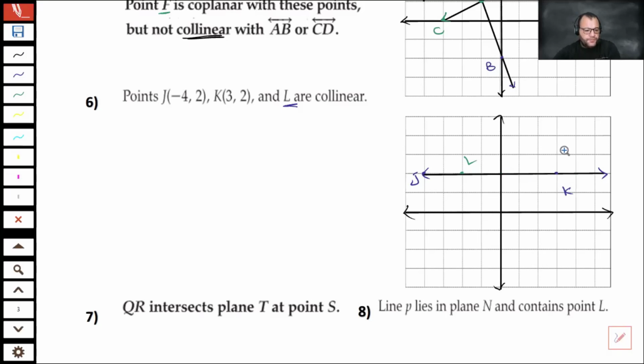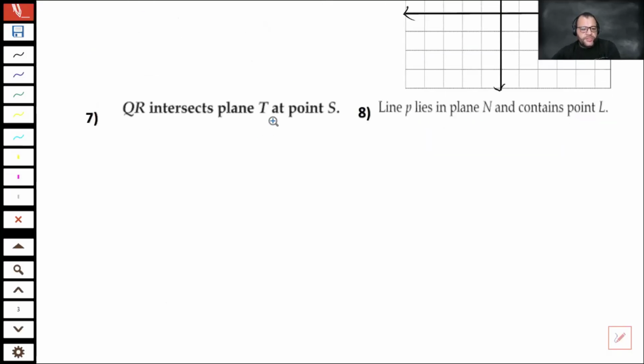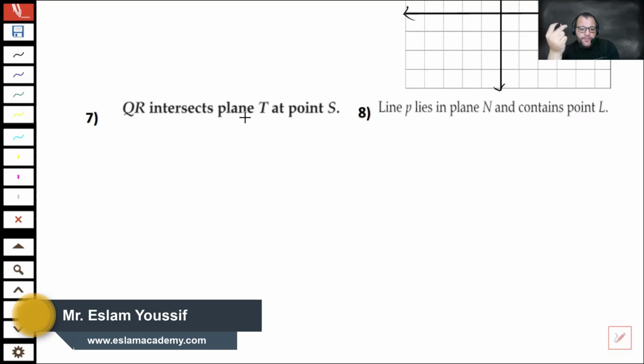Yes. Now we have QR intersects the plane T at the point S. A line intersects the plane at only one point. So how would the graph look? Try to imagine the situation that you have. You have a plane and a line, and they intersect each other at only one point.